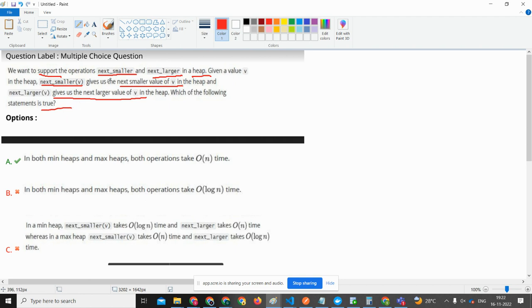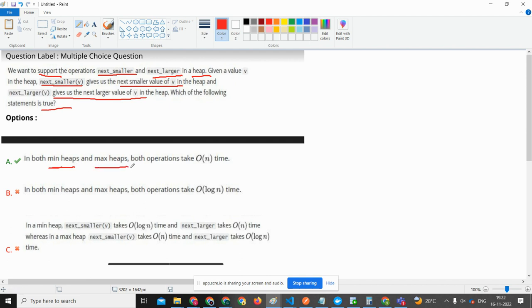You got the point, right? The question is, which of the following is true? That's all. So next smaller means it gives us the next smaller one, I mean, the previous one. The next larger means the next value. Go ahead. We have read the options.